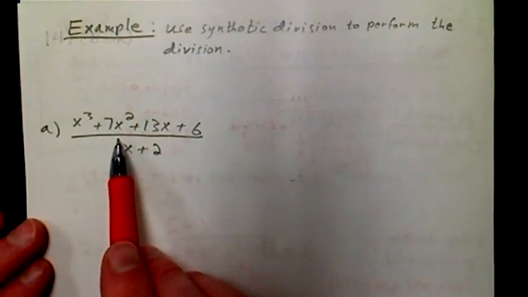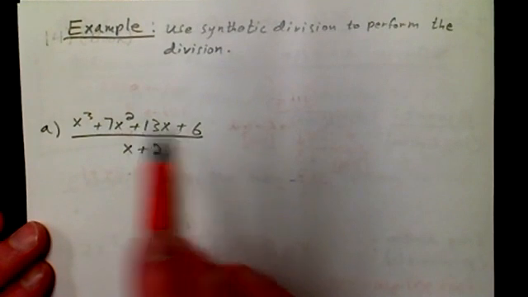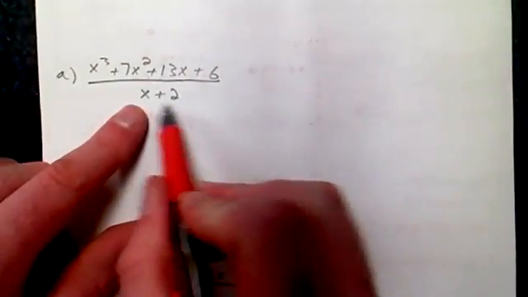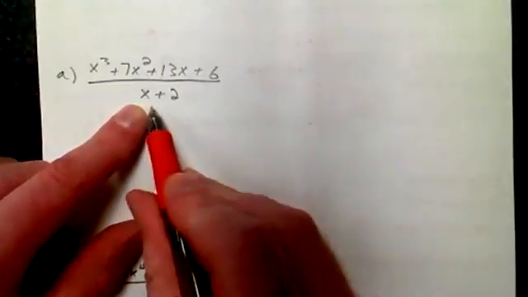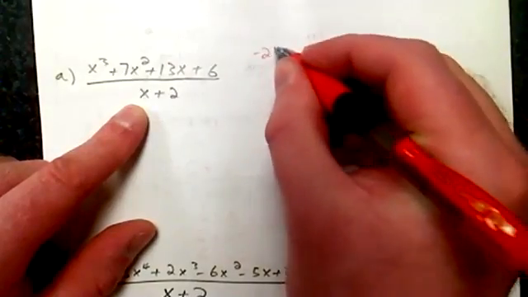Example, use synthetic division to perform the division, okay? So I've got x cubed plus 7x squared plus 13x plus 6 divided by x plus 2. I'm going to do it in the same way, going straight to the synthetic division. Look at your divisor, x plus 2. What is the 0? If I plug in -2 for that, that'll make that thing equal to 0. So that's what I put in the little box.